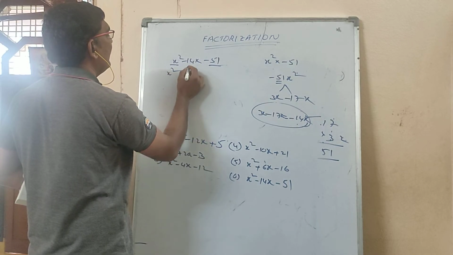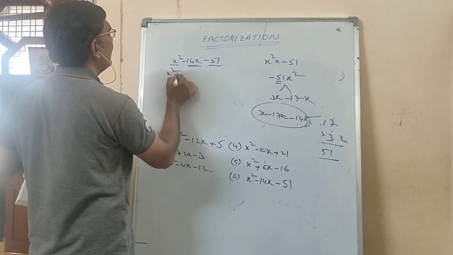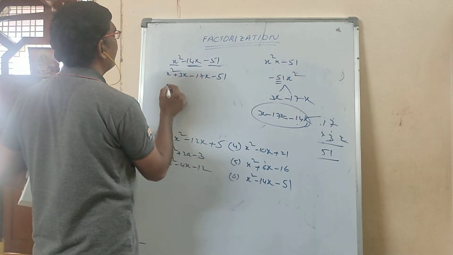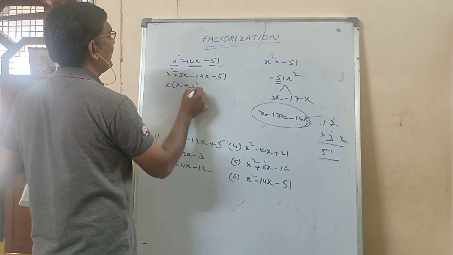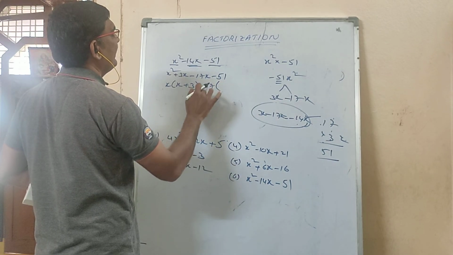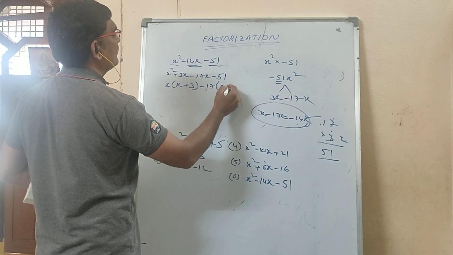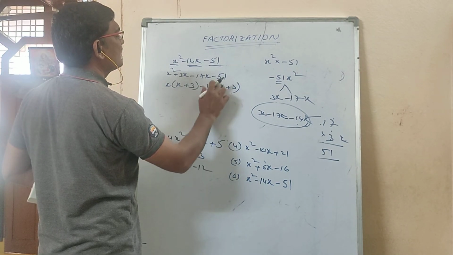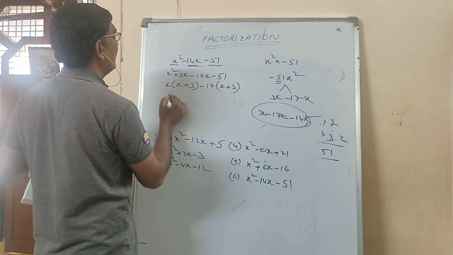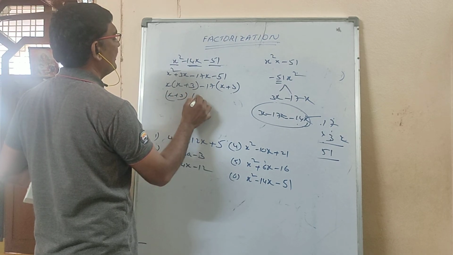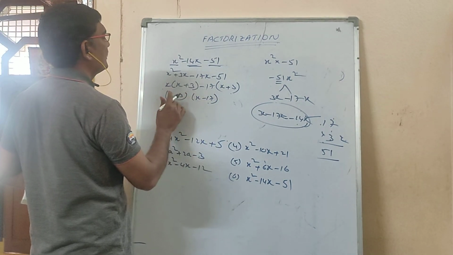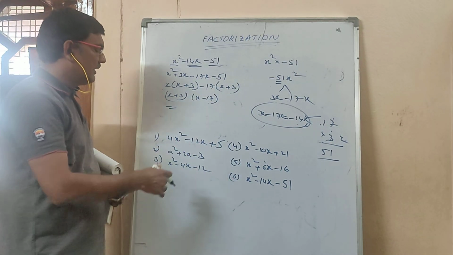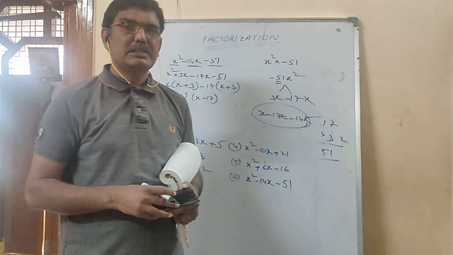So x square. In place of this, I am writing 3x minus 17x minus 51. x if I take as common and minus 17 if I take as common, x plus 3. Minus into plus, minus 17 3s are 51. x plus 3 if I take as common, x minus 17. So you have written the product of the terms or not? So practice this entire and we'll see in the next class.